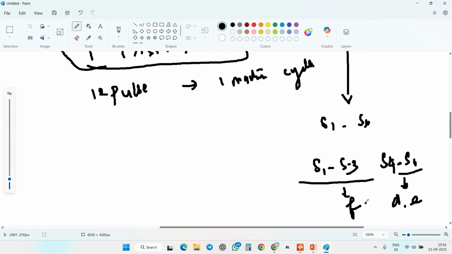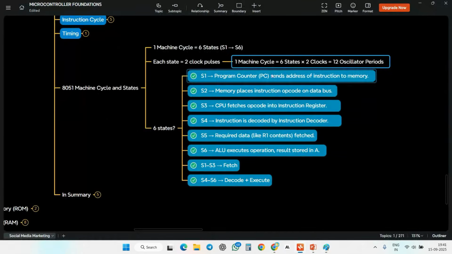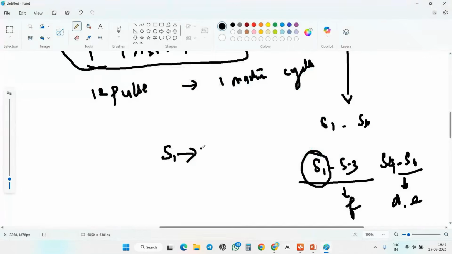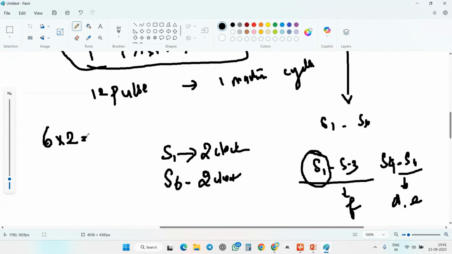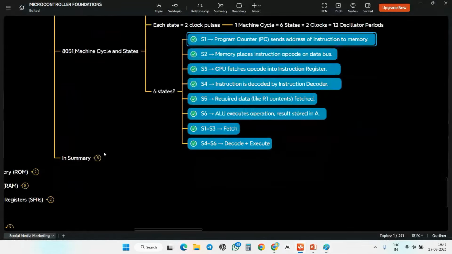For each and every state, state 1 has the program counter, just taking the program counter address, which takes 2 clocks. Up to state 6, each takes 2 clocks. Totally I have 6 states, each taking 2 clocks, so 12 clock pulses, and that is one machine cycle. So this is how it is actually happening inside.